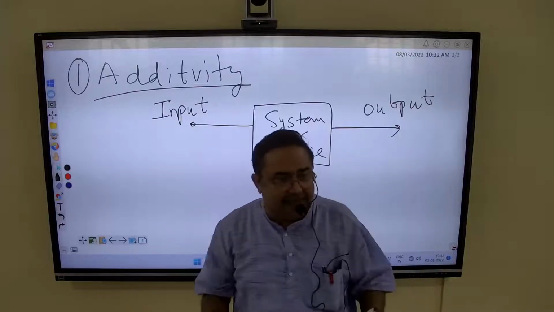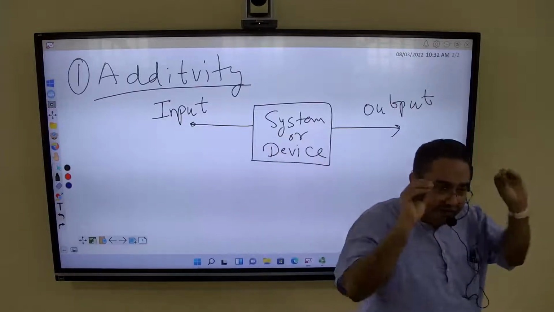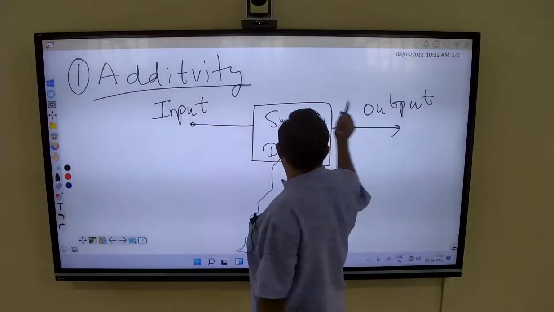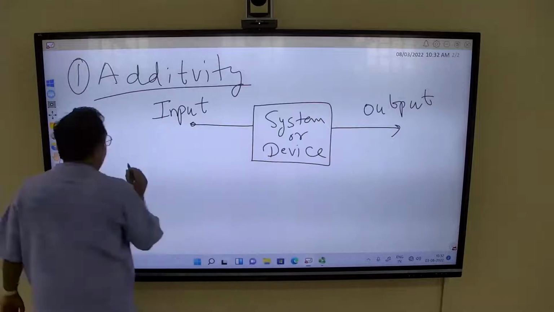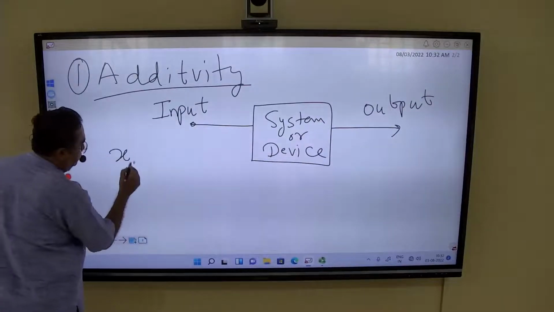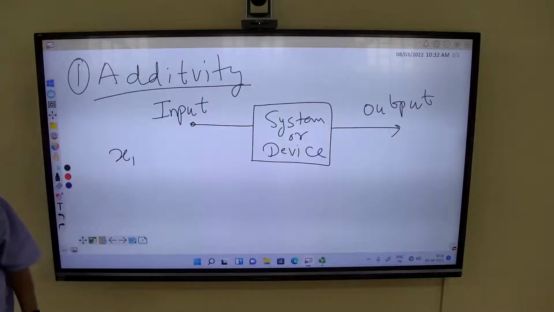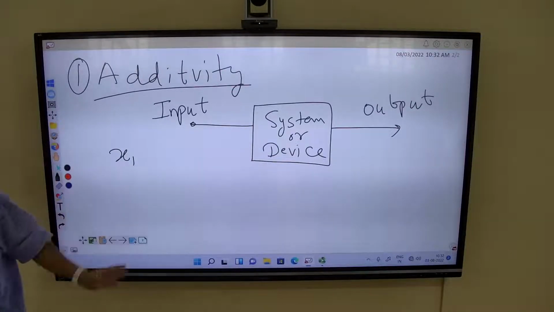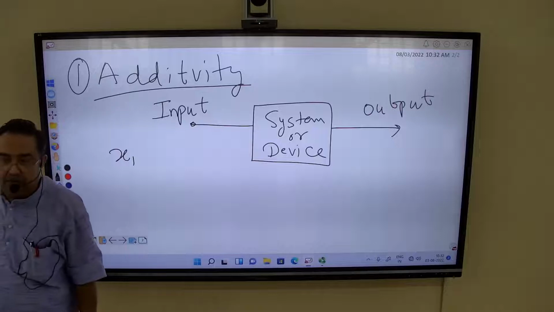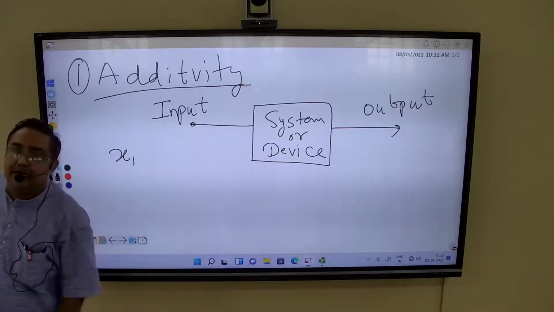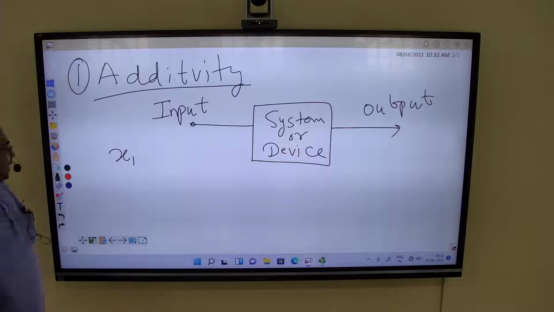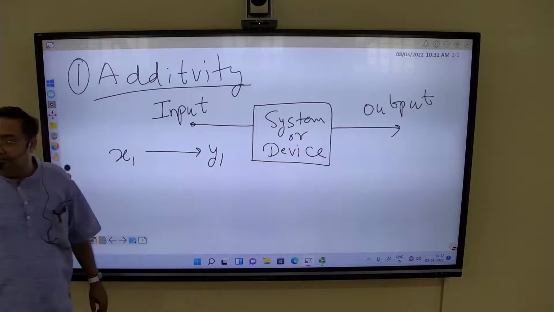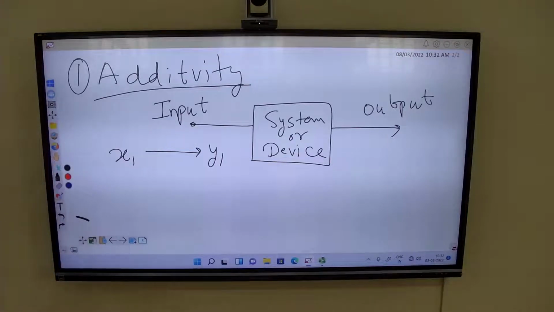So any device on which you are working will definitely have an input and it will give an output. Now what I will do, I will apply an input x1. x1 can be anything according to the device. जैसे हमारे पंखे के लिए x1 क्या होगा, voltage. What is voltage? I have applied 220 volt and definitely I will get output y1. कुछ इनपुट लगाया तो मुझे कुछ आउटपुट मिलेगा कि नहीं मिलेगा.